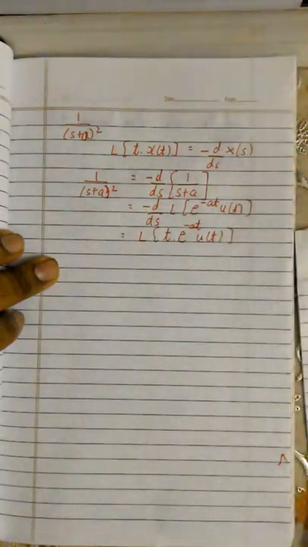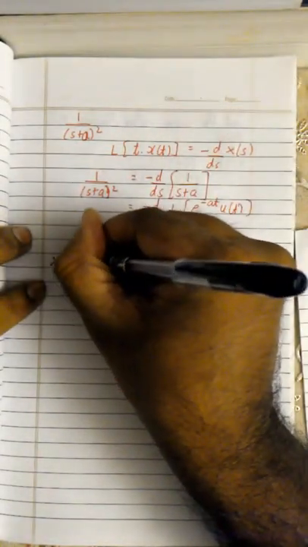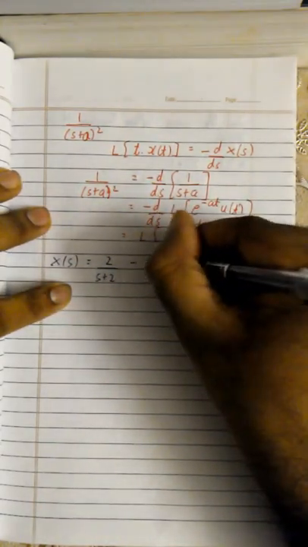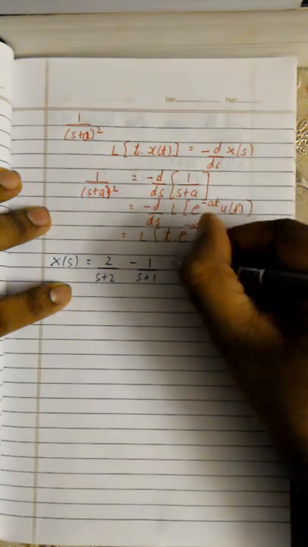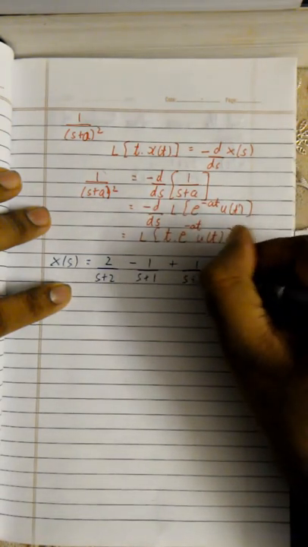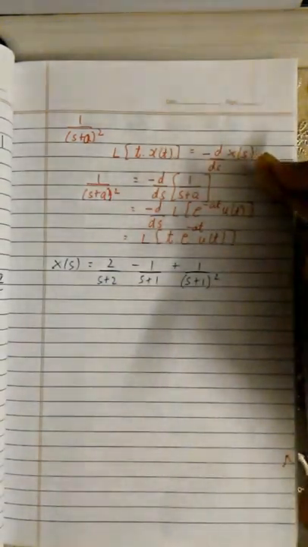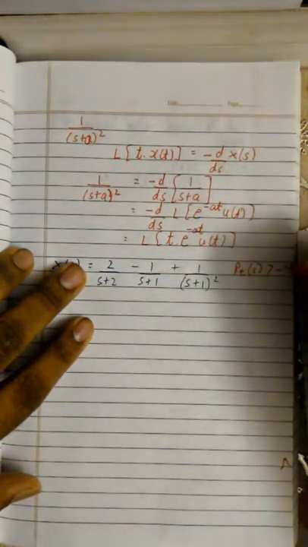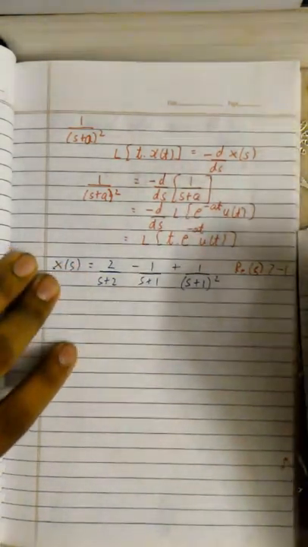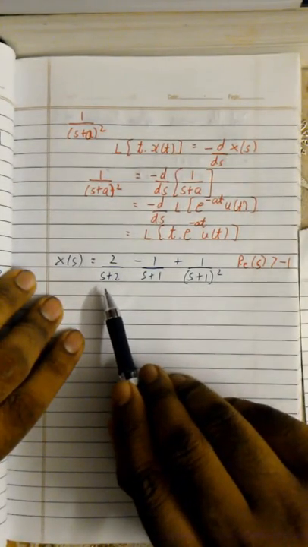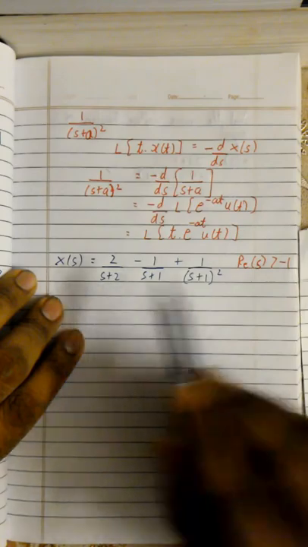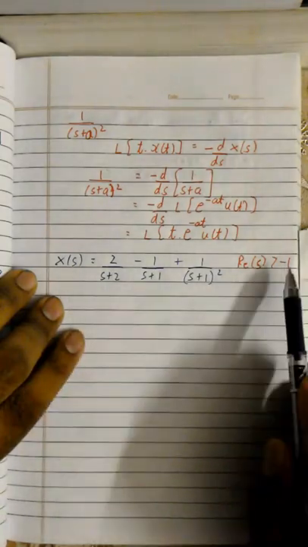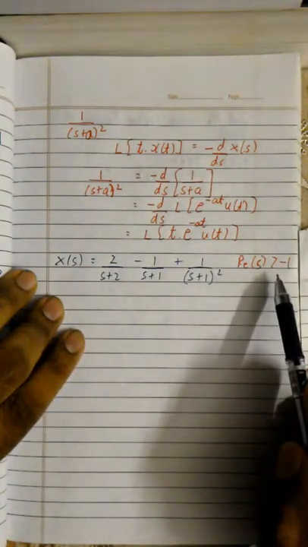Okay. So here the given question was x of s is equal to 2 by s plus 2 minus 1 by s plus 1 plus 1 by s plus 1 the whole square. Okay. So here the ROC is given by real part of s is greater than minus 1. Okay, greater than minus 1. So let's evaluate. Here s is equal to minus 2. Okay, minus 2. So since s is equal to minus 2, here the real part of s is greater than minus 1, and minus 2 is less than minus 1. So if real part of s is greater than minus 1, it is also greater than minus 2.